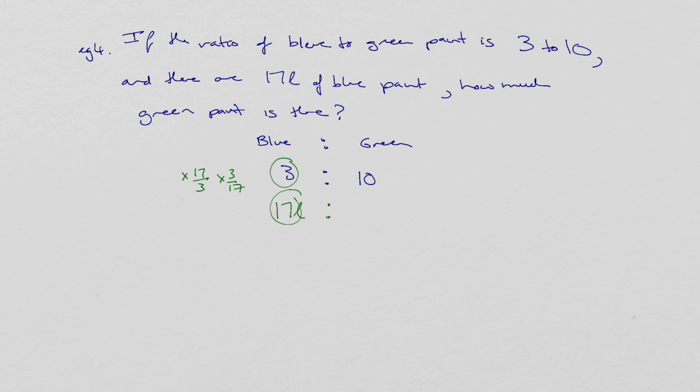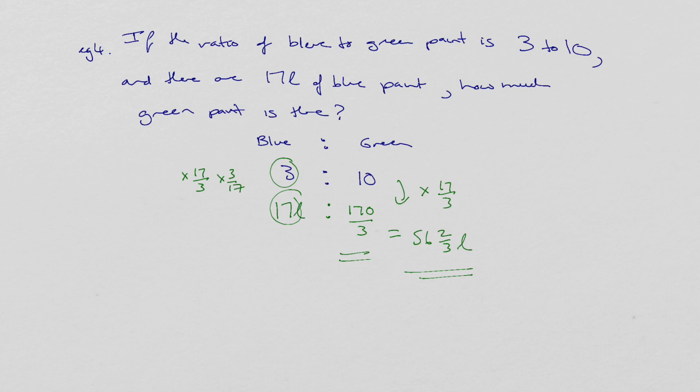Now I wanted to get bigger, so I'm going to multiply by 17 over 3. I'll get 10 times 17 is 170 over 3, and then I can simplify that and get 56 2/3 of a litre, which makes sense in a real life question. But if you left your answer as 170/3, it would be fine as well.